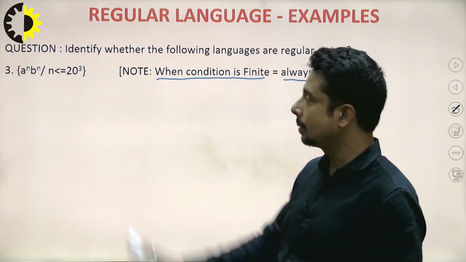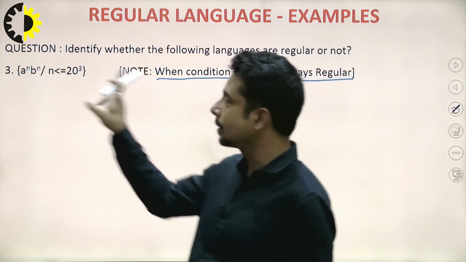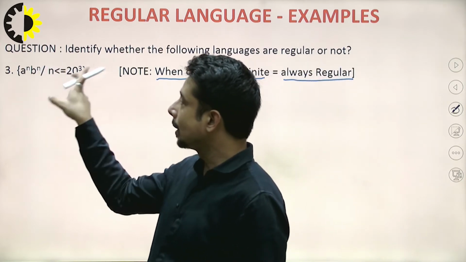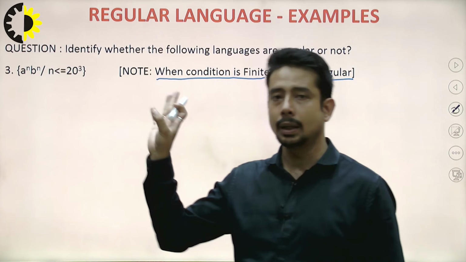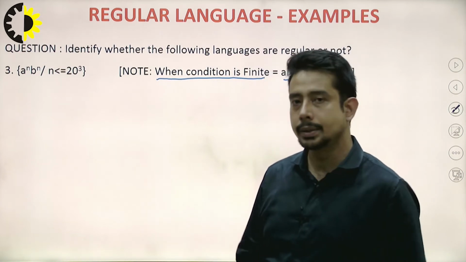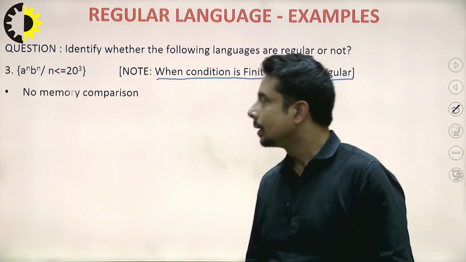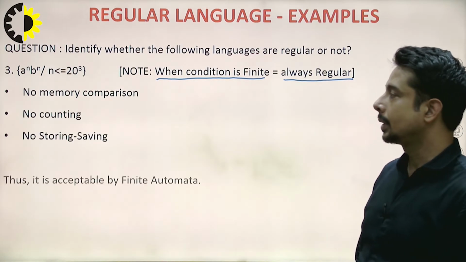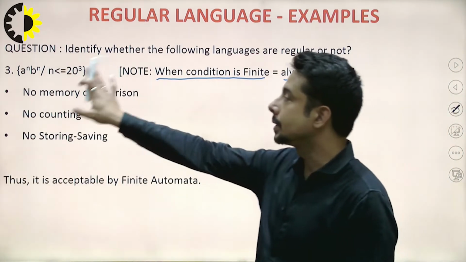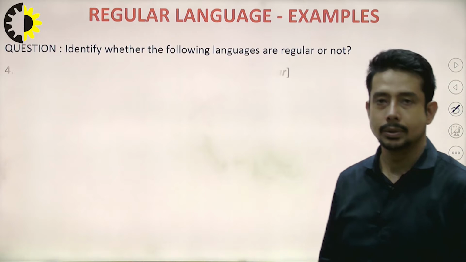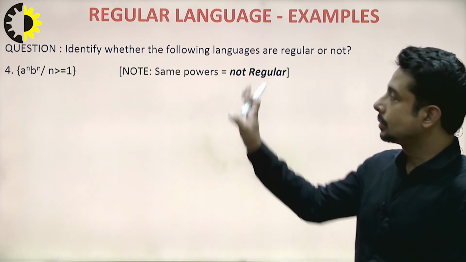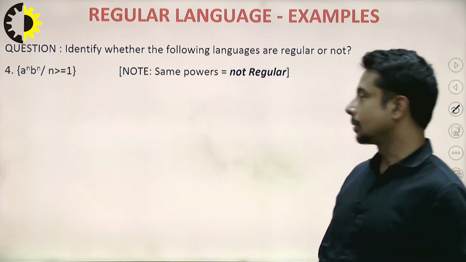So I know that at maximum this machine can run a for 20 to the power 3 times. After that, automatically b will be starting. So I can design a machine for it. So therefore, no memory comparison will come, no counting and no storing and saving. And therefore, we can say that this language is a regular language. Clear? Now comes the next point, which is an important one.